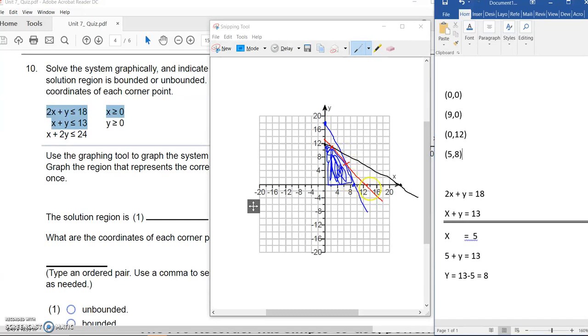So x plus y equals 13 is this red one. 2x plus y is this blue one. So I just found this one. So yeah, that one is 5 and 8.